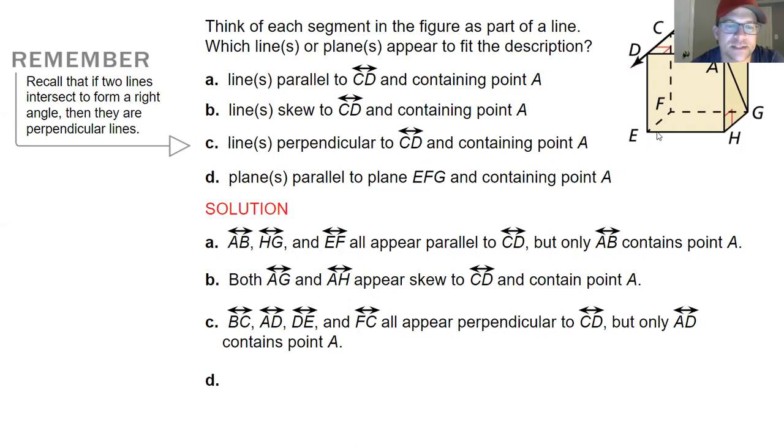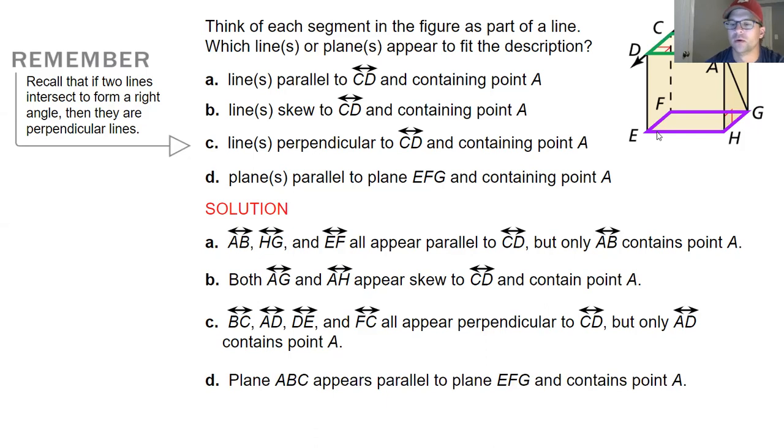Part D, planes that are parallel to plane EFG and containing the point A. So EFG is your bottom, or that purple highlighted plane, and there is only one plane that is parallel to that, and that would be the top of the three-dimensional shape, so plane ABC, and it also contains the point A.